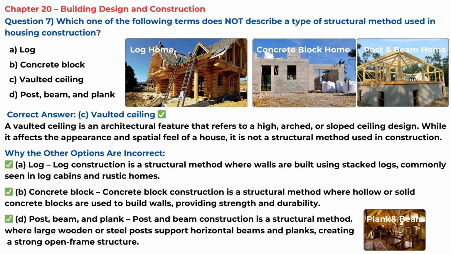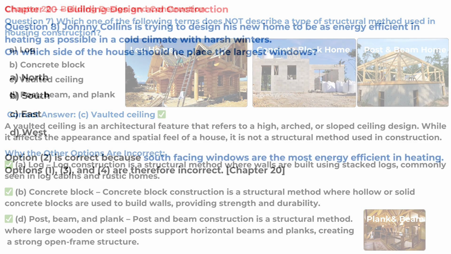A. Log. Log construction is a structural method where walls are built using stacked logs, commonly seen in log cabins and rustic homes. B. Concrete block. Concrete block construction is a structural method where hollow or solid concrete blocks are used to build walls, providing strength and durability. D. Post, beam, and plank. Post and beam construction is a structural method where large wooden or steel posts support horizontal beams and planks, creating a strong, open-frame structure.